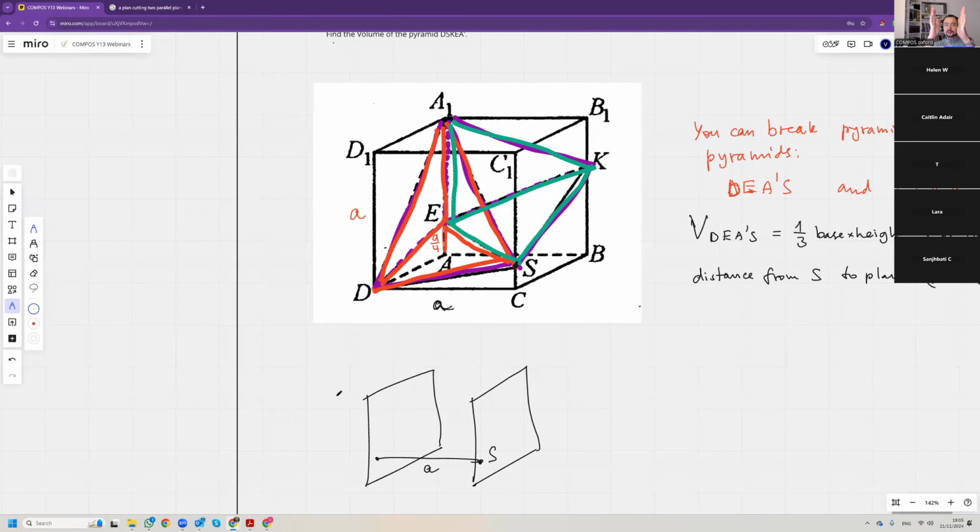In a cube, the distance between opposite planes is A, and the distance from any point to the opposite plane is also A. The distance from S to the plane is A. So if you were to place the pyramid on its side, the height of that pyramid would be A. Okay.